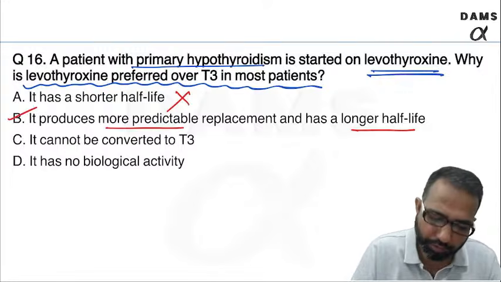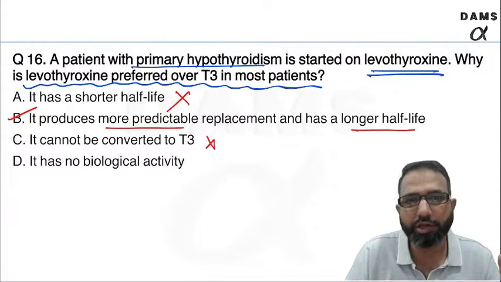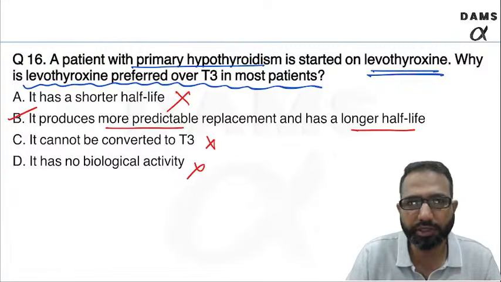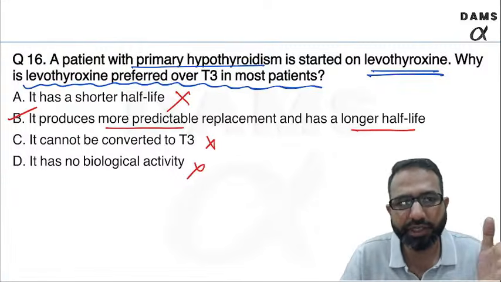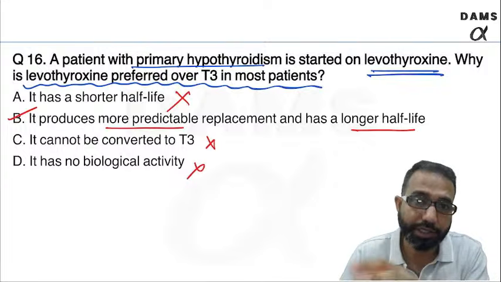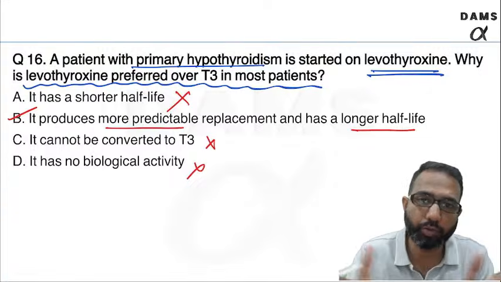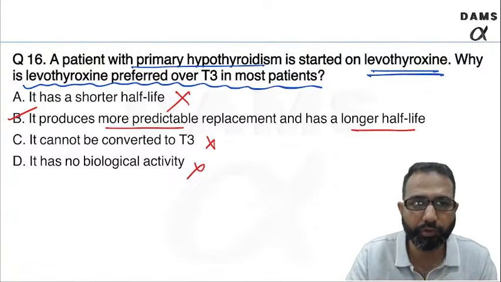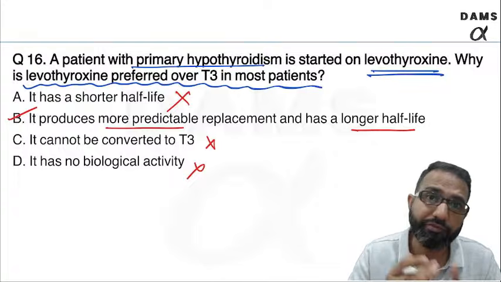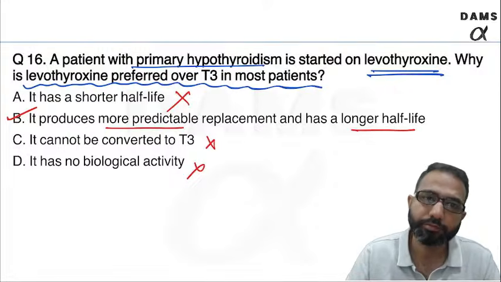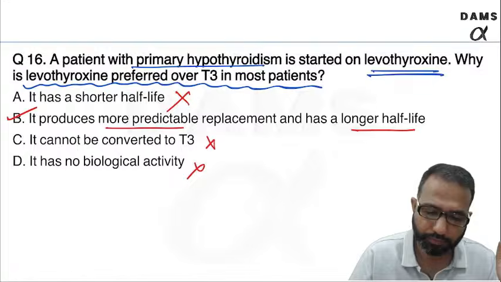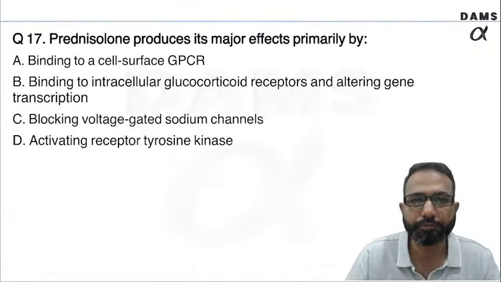Can it not be converted to T3? It can convert to T3. Obviously, T3 is the active form. Does it have no biological activity? No, it has less biological activity. So basically T4 converts to T3, and T3 is the active form. T4 is preferred because it is more predictable, with a longer half-life. That's why we give T4, and this T4 will convert to T3. It is also safe. T3 is risky. So less predictable, shorter, faster, risky is T3. More predictable, safer, that is T4.